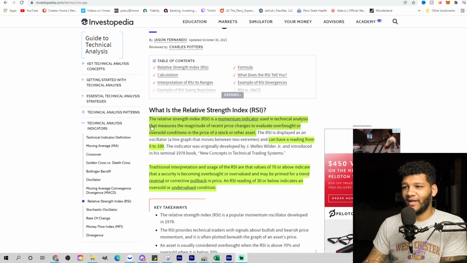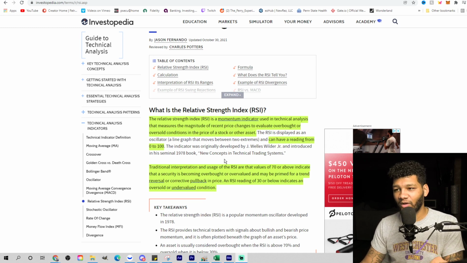But the relative strength index, or RSI, is a momentum indicator used in technical analysis that measures the magnitude of recent price change to evaluate overbought or oversold conditions in the price of a stock or other asset. It can have a range of 0 to 100.